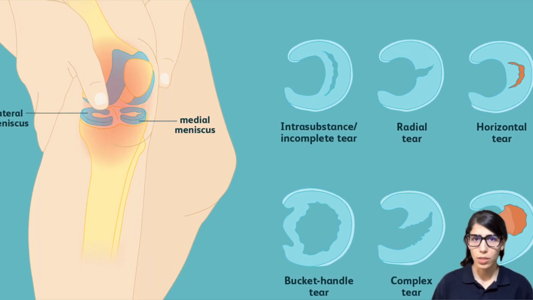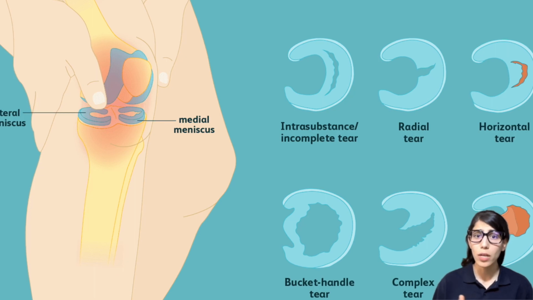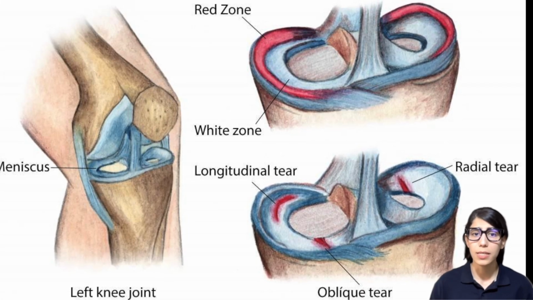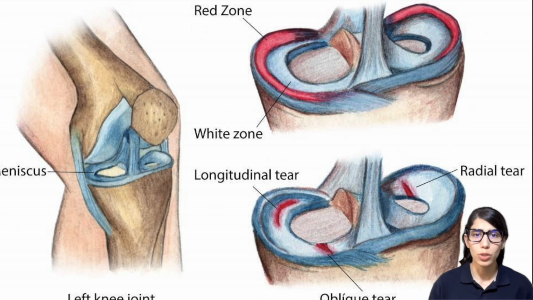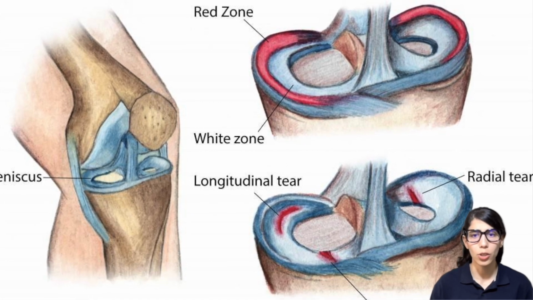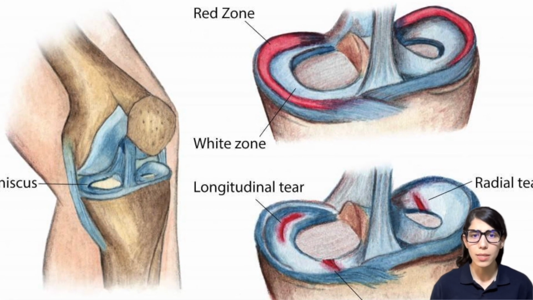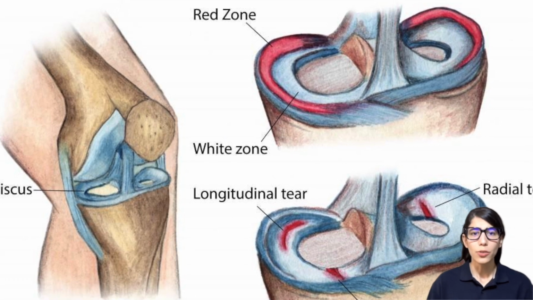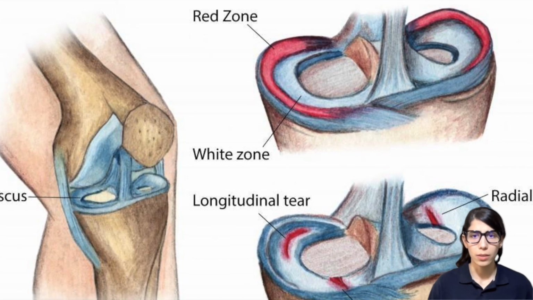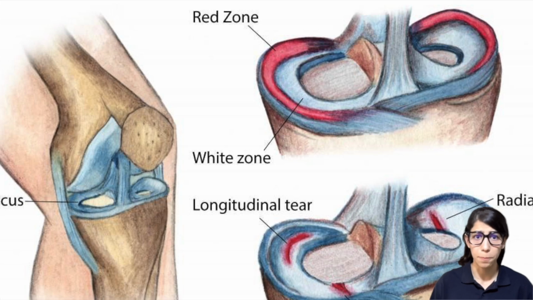The inner portions of the meniscus, especially the posterior horn of the medial meniscus, are often more susceptible to tears due to their proximity to the anterior cruciate ligament and increased stress during activities. Treatment approaches vary depending on the type, location, and severity of the tear.